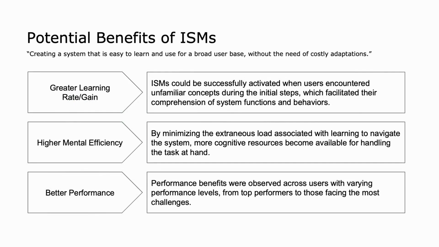So, what exactly are these results telling us? One of the most important findings of this work is that we quantitatively observed a significant enhancement in learning rate and learning gain enabled by the integration of ISMs in interactive systems. Such enhancement could be attributed to the successful activation of embedded ISMs when users encounter new concepts during the initial interactions with the system, which facilitated the comprehension of system functions and behaviors. This minimized the mental load associated with learning to navigate a system, so users had more cognitive resources available for handling the task at hand, leading to higher mental efficiency and better task performance.